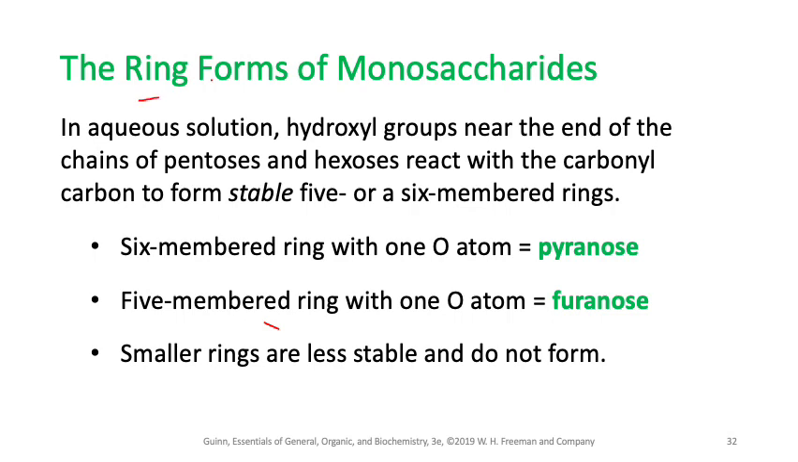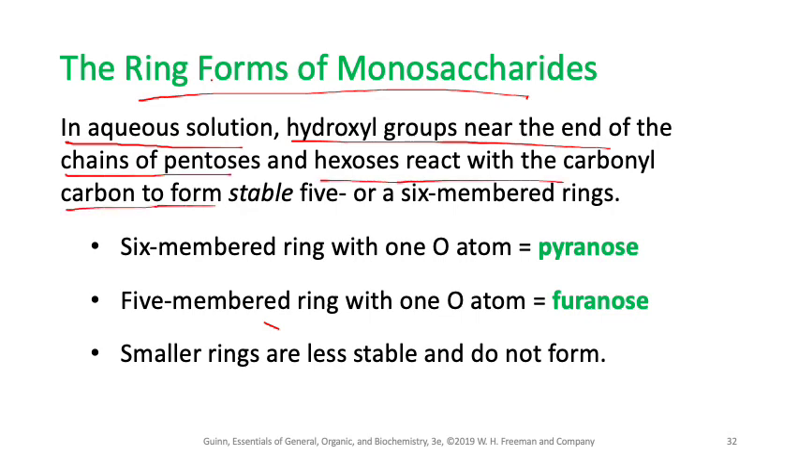So now we're going to talk about the ring form of the monosaccharide. Till now we just learned about the Fischer projection, which is an open structure for the monosaccharide, right? Let's talk about the ring form. Why is the monosaccharide mainly stable in the ring form compared to the open form, the Fischer projection? Whenever you dissolve any monosaccharide in aqueous solution, the hydroxyl group near the end of the chain of pentose and hexose reacts with the carbonyl carbon to form a stable 5 or 6 member ring, right? We'll see on the next slide what it means. We'll do some examples of how to draw it, but right now just focus on this.